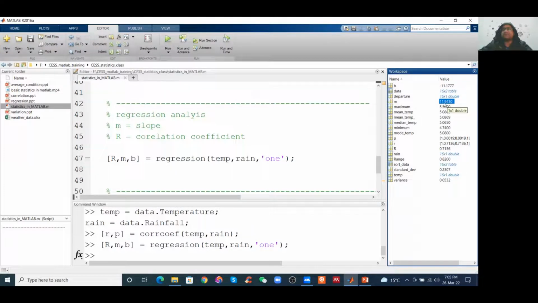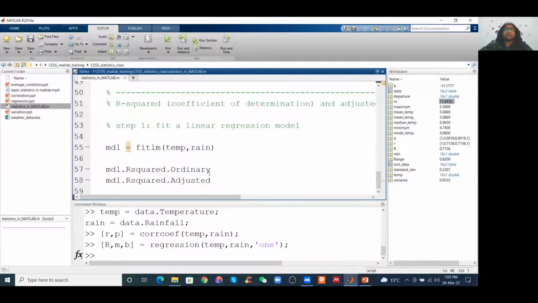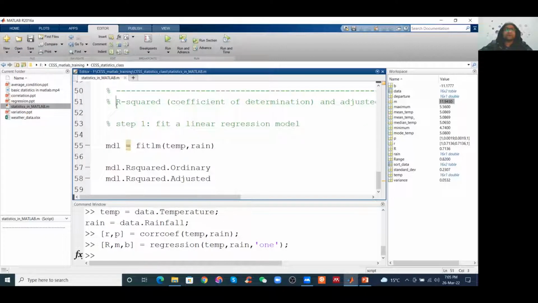So if temperature increases by 1 degree centigrade, the rainfall will increase by 11.94 millimeters. Okay? Then how do we get the R square? We need to fit a linear regression model. Then you can get the R square value.